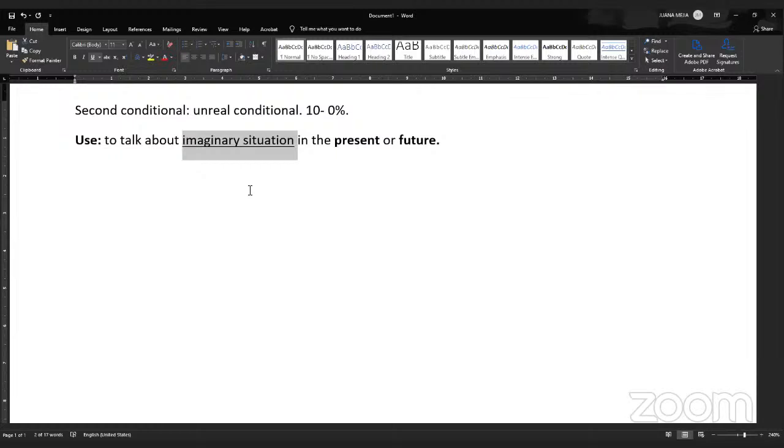So we use it to talk about this, and you say, teacher, why do we need to learn a second conditional, a conditional to talk about imaginary situations? It's 0 probability. I don't want to talk about that. I don't need to learn that. But let me tell you, this is very important because we can say our desires, our wishes, our expectations for the future. We use the second conditional for this.